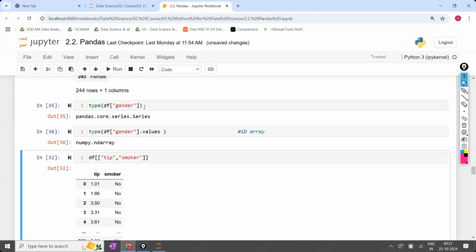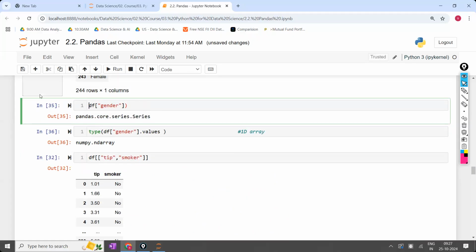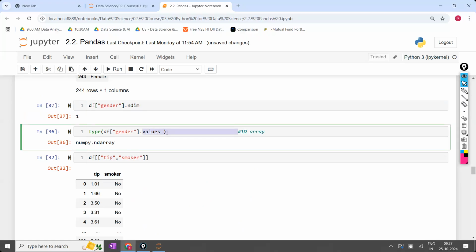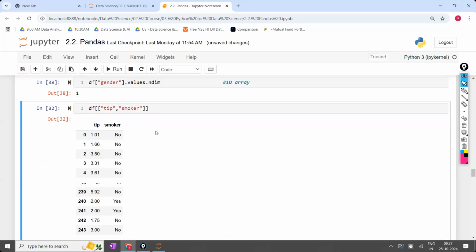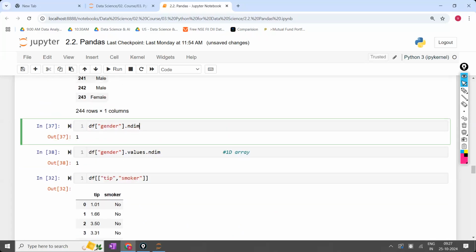Okay, sir, I want to check the ndim, meaning dimension. The type function will give the series, but I want the dimension. Dot ndim will give the one dimension. Similarly for this one, instead of the type function, write dot ndim. It will give one dimension, so it is a one dimensional array, and a one dimensional series. If you want to check whether it is a series or array, use the type function. If you want to see the dimension, use ndim.